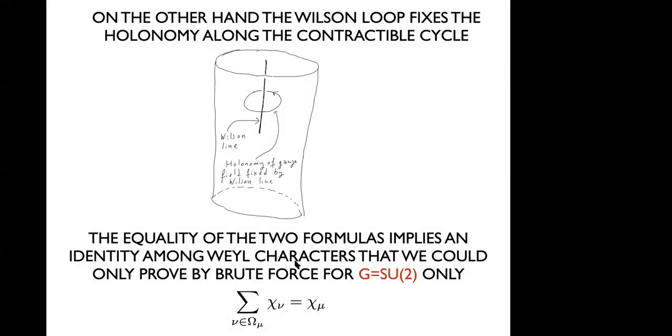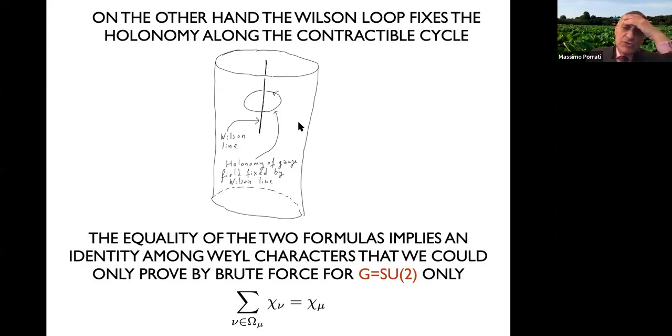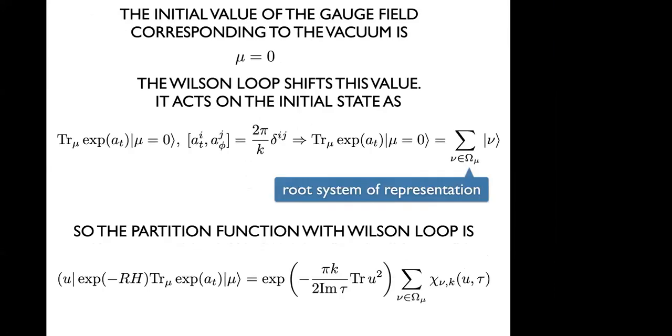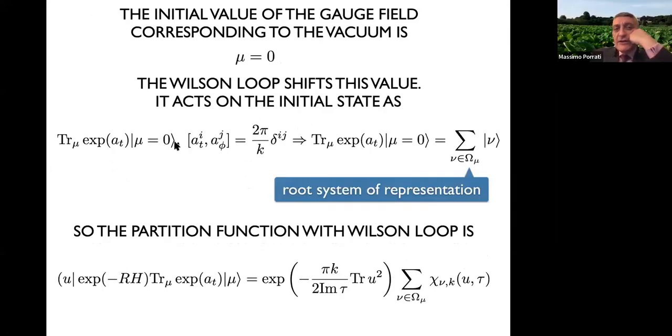You said that you get this by equality between two formulas. That's why this equality should hold. Yeah. So the initial state that we chose was an eigenstate of A sub phi, the component of the gauge field along the phi direction of the torus. Let's say the torus has the phi and t direction, right? And they are both periodic. Phi is the contractible cycle in the bulk, in the three-dimensional torus handlebody, and t is the non-contractible cycle.